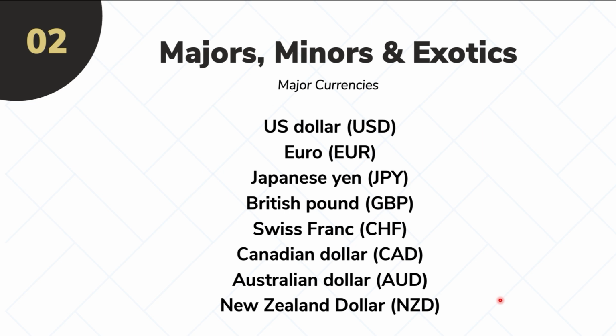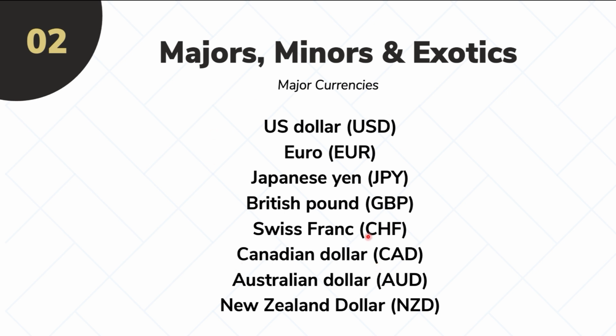Now, when you know what Forex pairs are, you know about the base currency, you know about the quote currency. Let's talk about all the different currencies and all the different pairs and how you can categorize them. You have majors, you have minors, and you have exotics. Let's start with the major currencies.